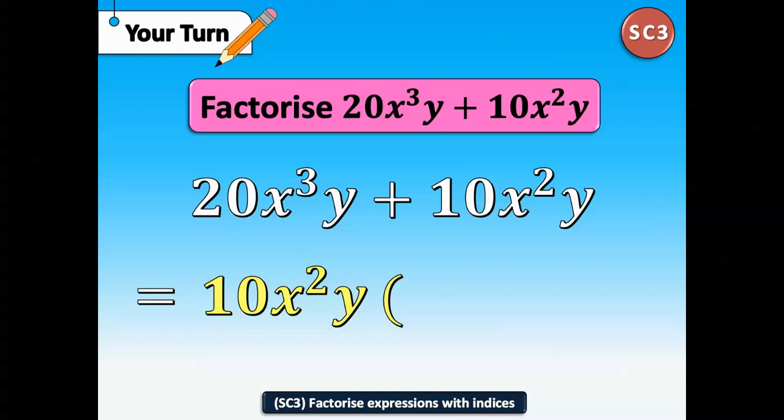Then what do I times 10 by to make 20? Well, I times it by 2. And what do I times x squared by to make x cubed? Well, I times it by x. So I need 2x there. Then what do I times 10x squared y by to make 10x squared y? Well, I just times it by 1. So that's my answer.